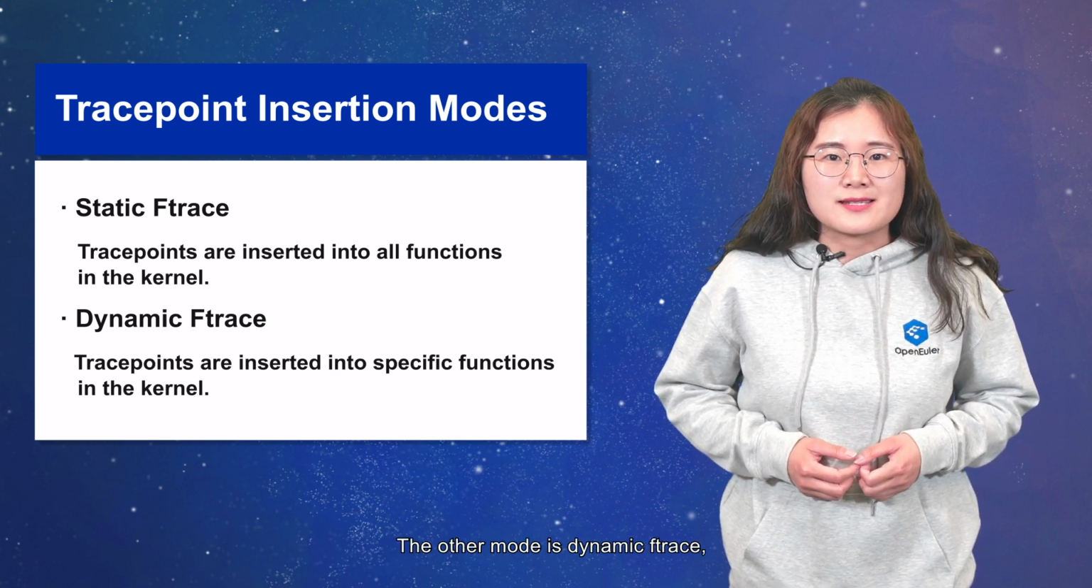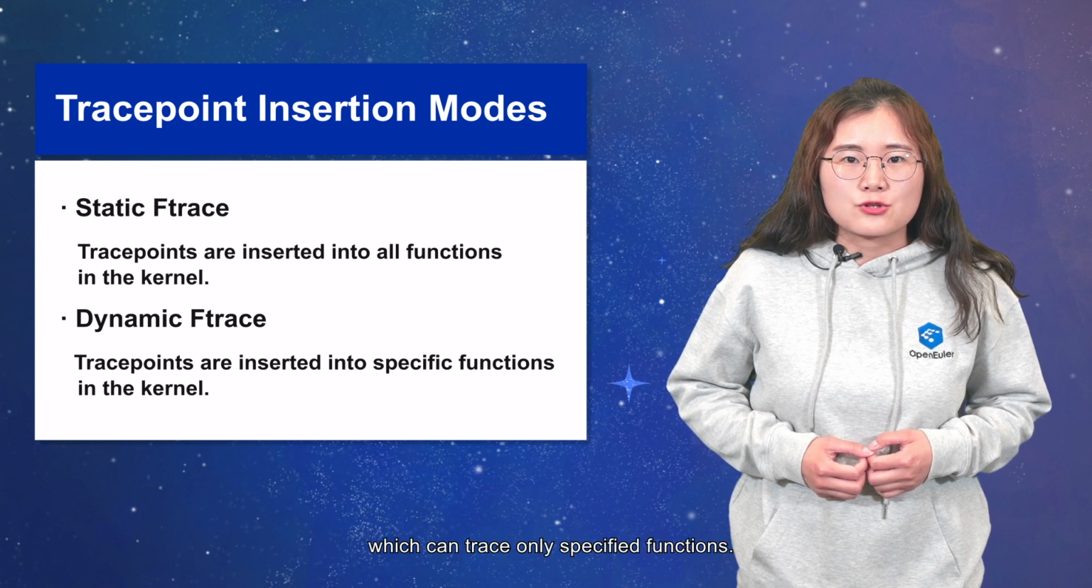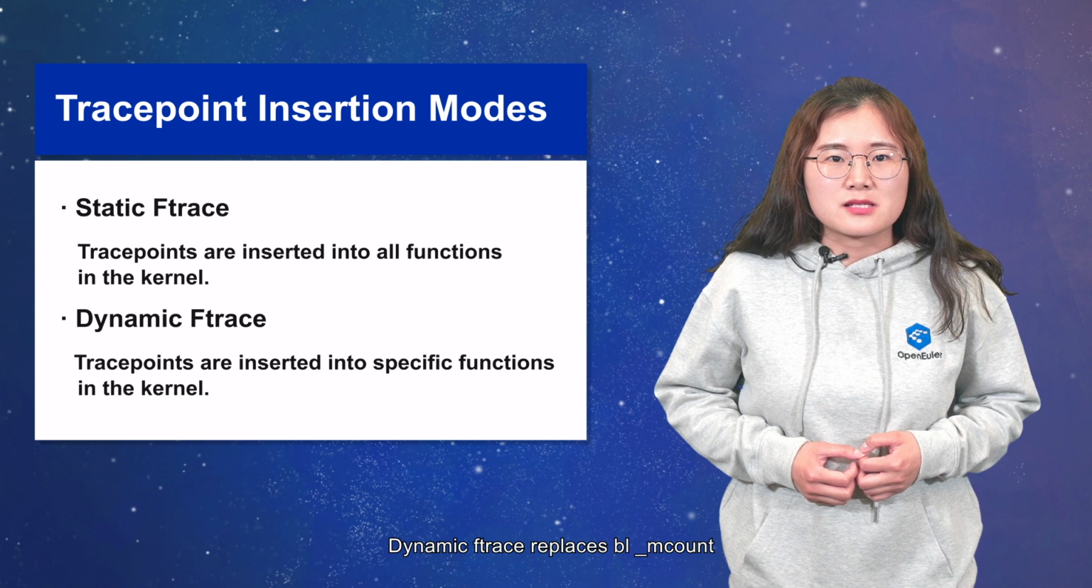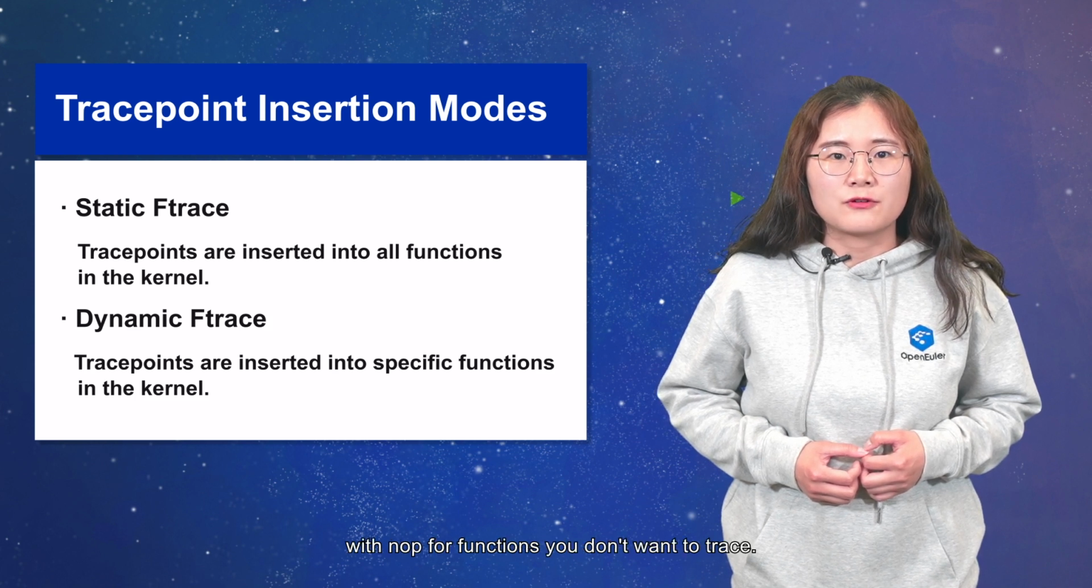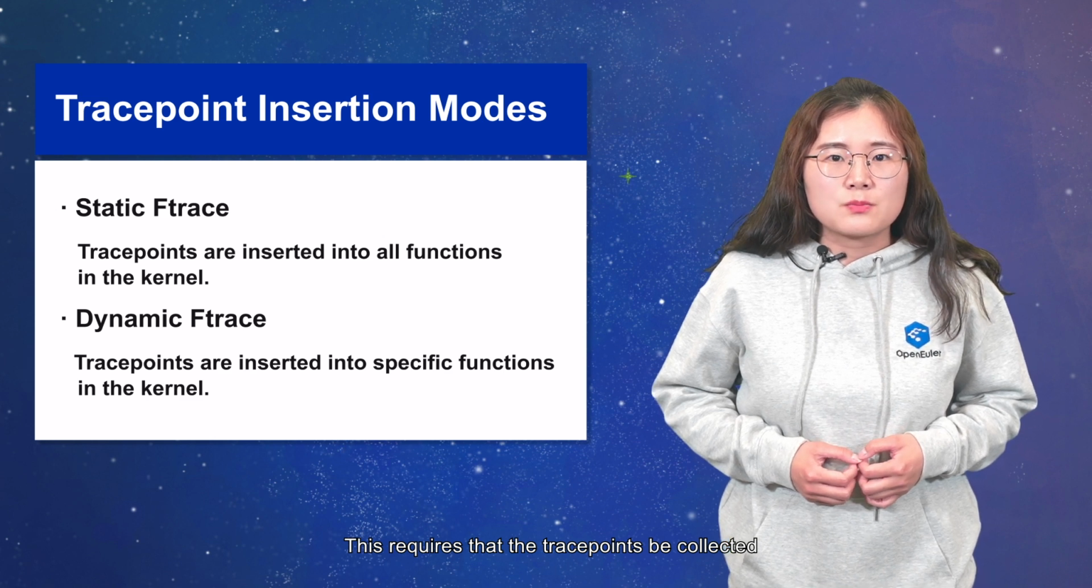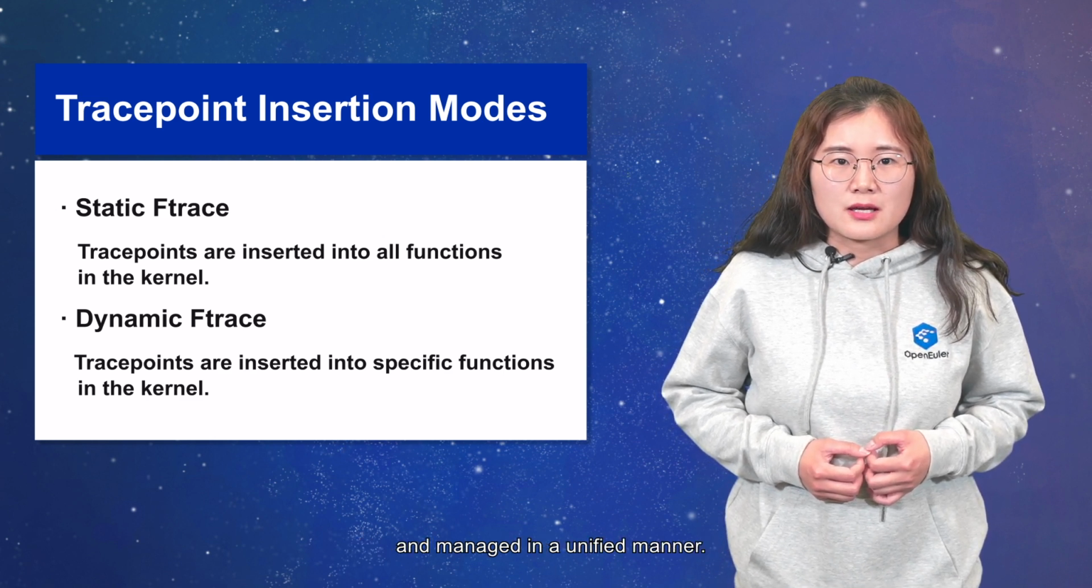The other mode is dynamic Ftrace, which can trace only specified functions. Dynamic Ftrace replaces bl mcount with nop for functions you don't want to trace. This requires that the trace points be collected and managed in a unified manner.